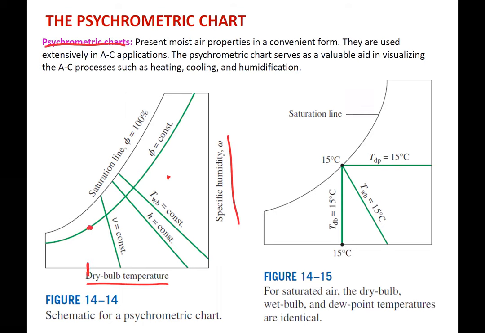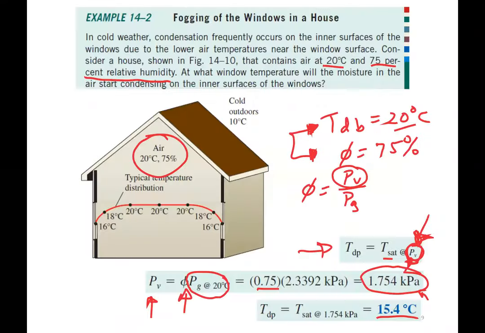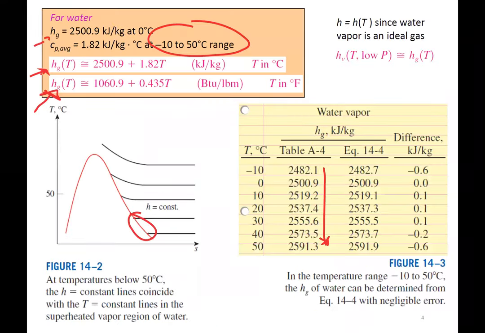Right? You had dry bulb and you had relative humidity. That fixes your point. That means you could get specific humidity. You could get wet bulb temperature. Right? So you could get enthalpy. So all these equations that we just went through are all on that psychrometric chart.